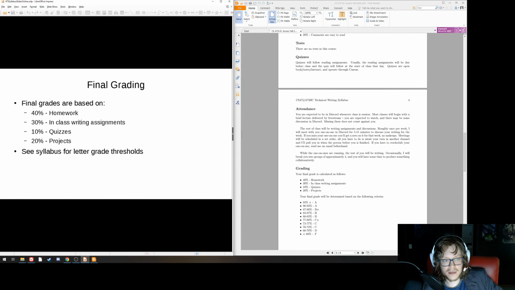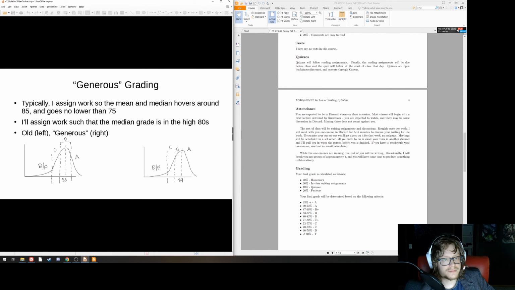Final grading is going to be plurality homework, so 40% is going to be homework. 30% is going to be in-class writing assignments. There's going to be a lot of overlap between these two because you'll turn in homework, then the peer review will be in class, or you'll have an in-class writing assignment that you don't finish. That becomes homework, but it still counts as an in-class writing assignment, so a lot of overlap there. 10% quizzes, 20% will be a longer form project or projects, and you can check the syllabus for the grade threshold. It's the usual: 93 and up is an A, 90 to 93 is an A minus, etc.